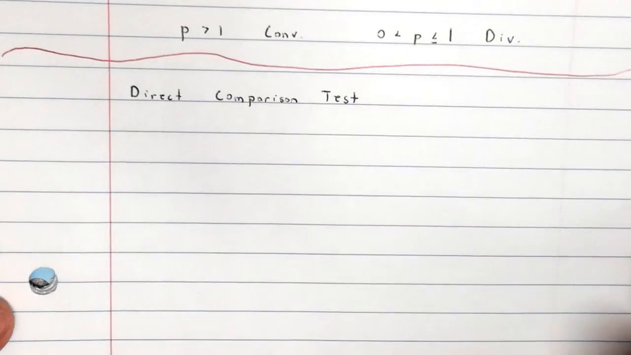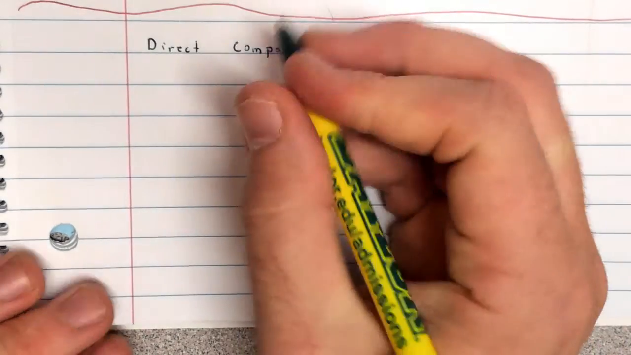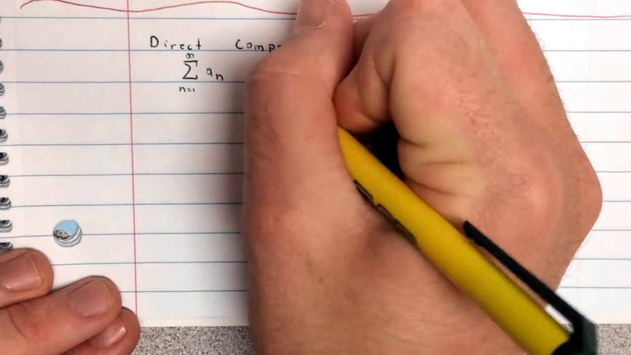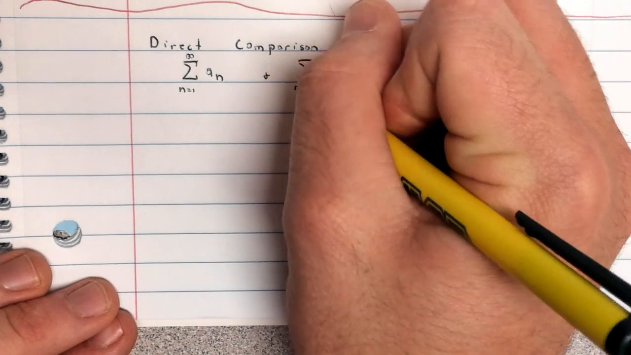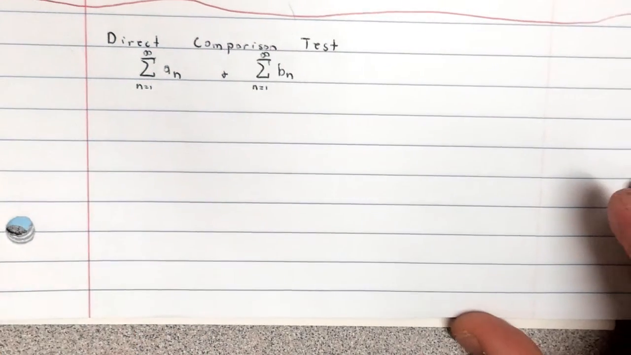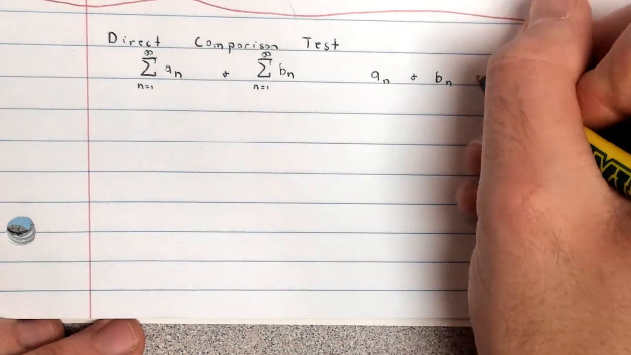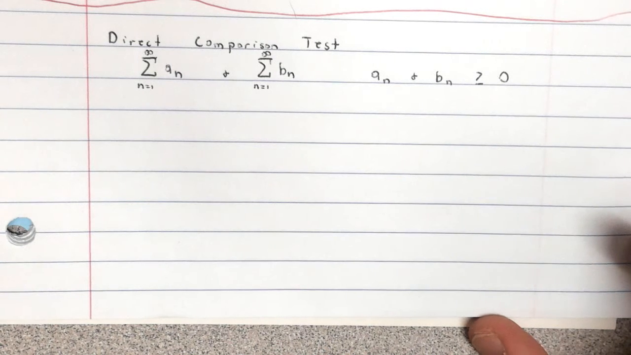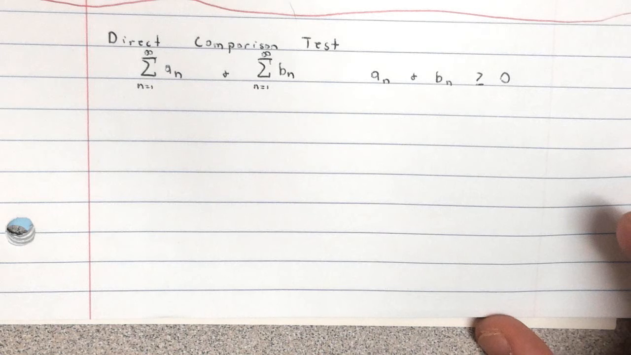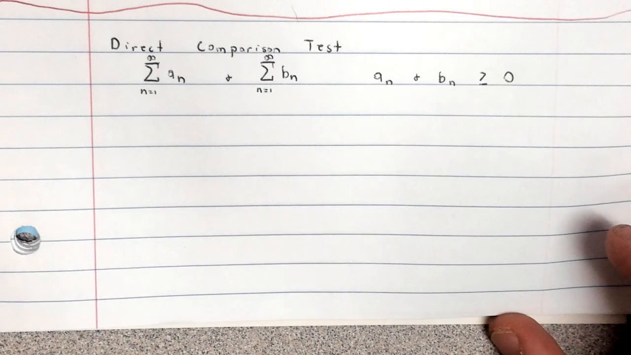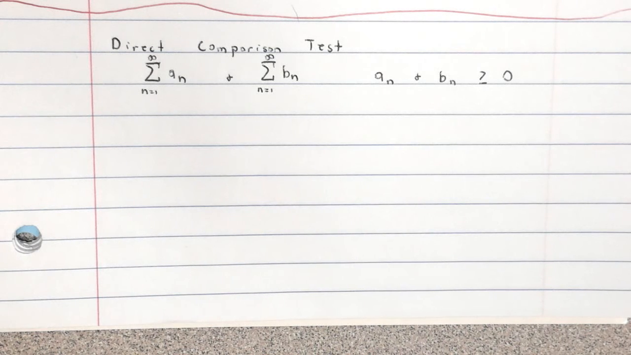The direct comparison test says two very specific conditions. I'm looking at two summations, A sub n and B sub n, and we're going to hopefully compare these two. First off, I want A sub n and B sub n to be greater than or equal to 0. I don't want them to be negative, because if they turn negative, life goes crazy. So that's really my one big condition. Just like with the integral test, I want it to be positive, continuous, and non-increasing. This one, I just want them to be positive. I want them to be greater than 0.